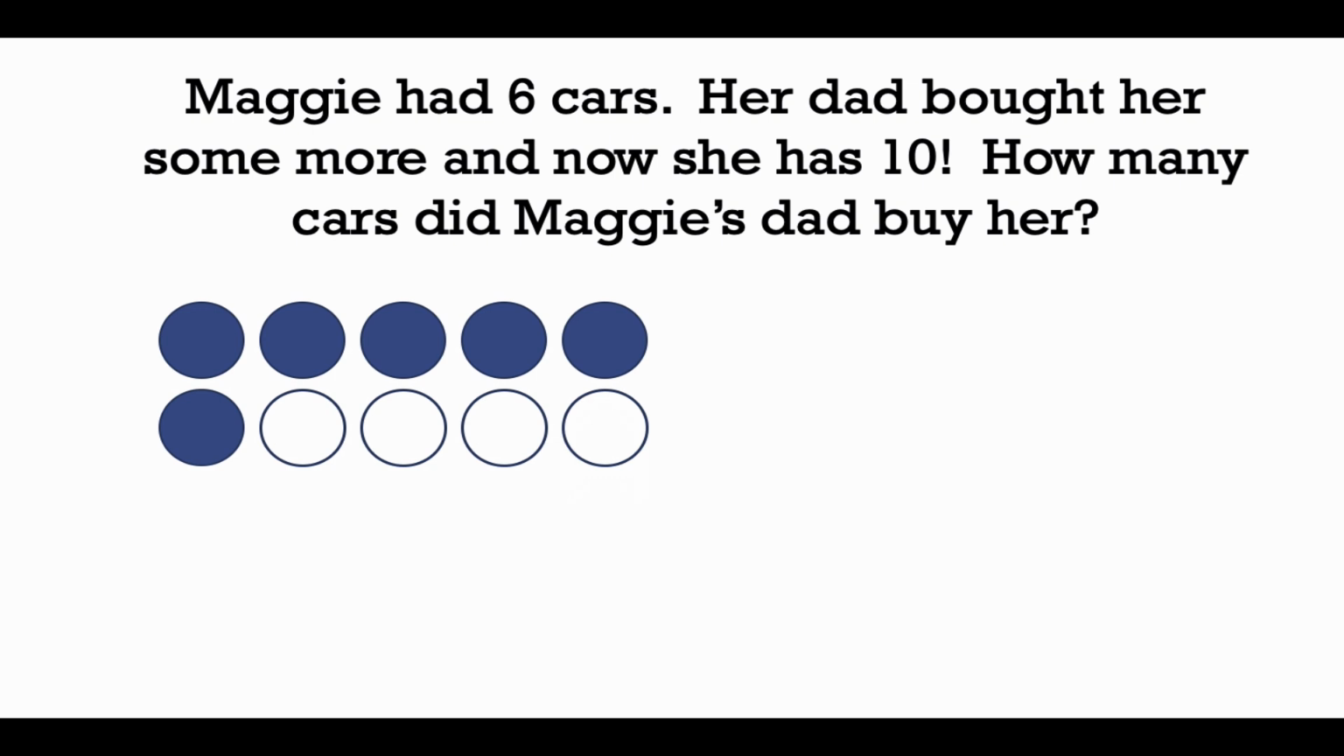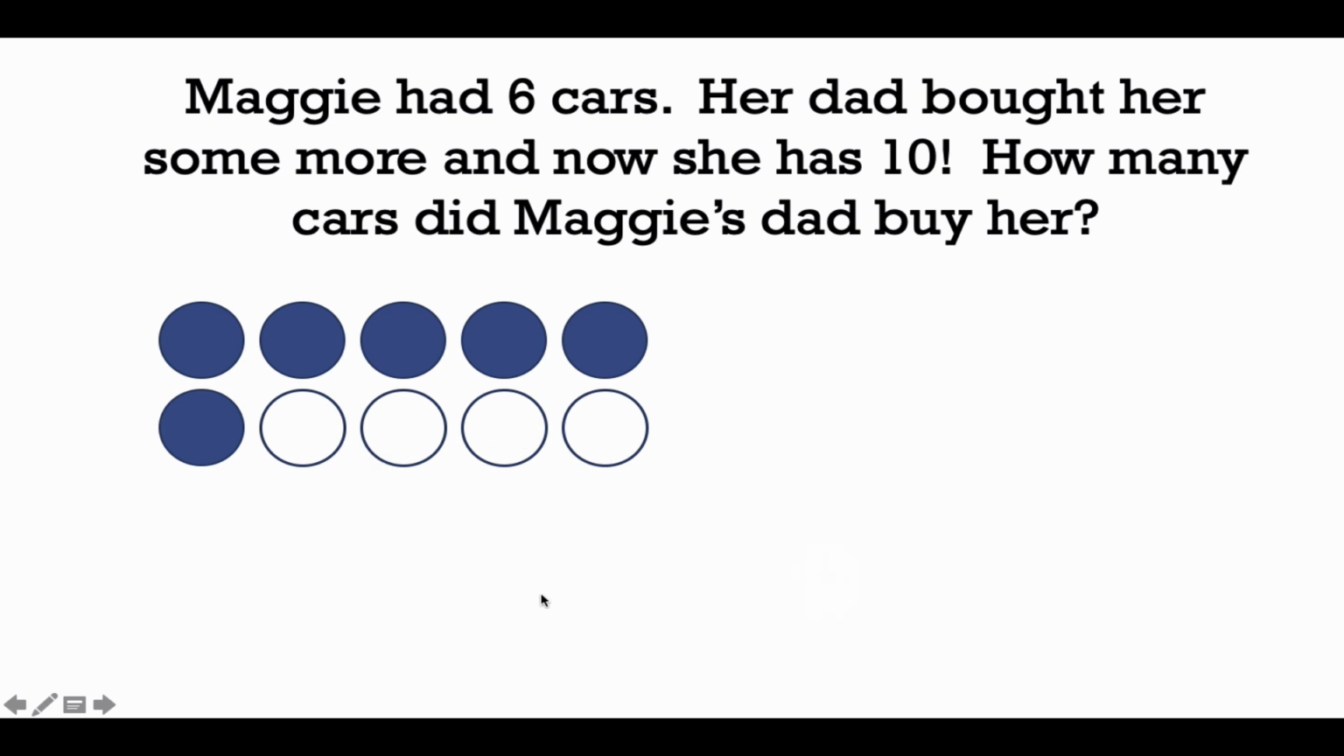All right, so Maggie had 6 cars. Her dad bought her some more, and now she has 10. Does our model show that? Yeah, we filled up both 5 groups, so now I can see that there's clearly 10. Now we just have to figure out how many cars her dad gave her. So how many did he give her, friends? Yes, he gave her 4. How did you figure that out so fast? We had 6, so we just had to count in 1, 2, 3, 4. So that would be our other part.